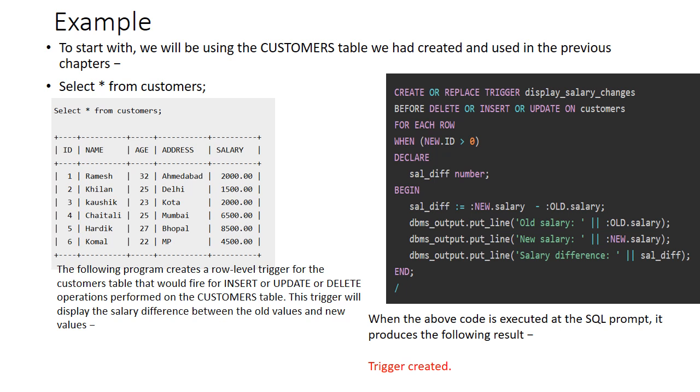For example, starting with the customers table created in the previous chapter, the following program creates a row-level trigger on the customers table. We would like it to fire for any INSERT, UPDATE, or DELETE operation performed on the customers table. The trigger will display the salary difference between the old values and new values.